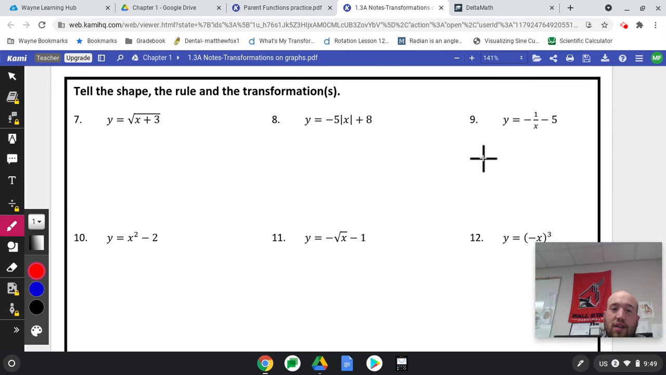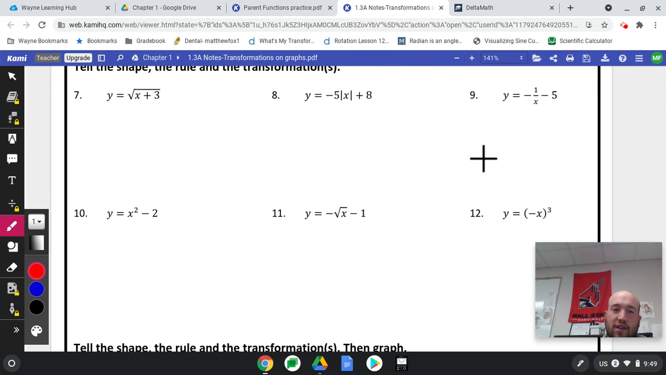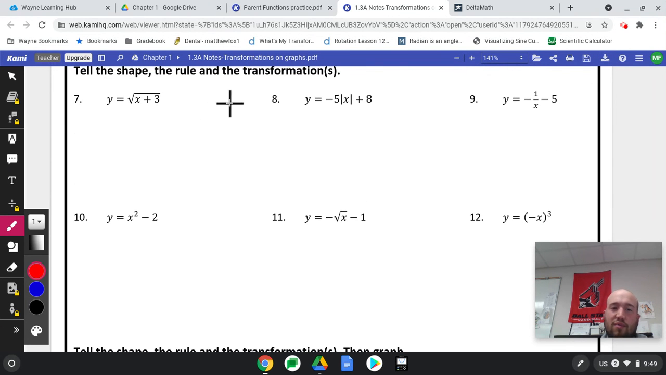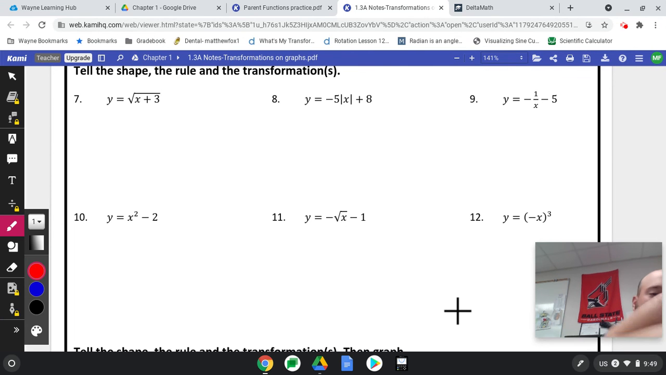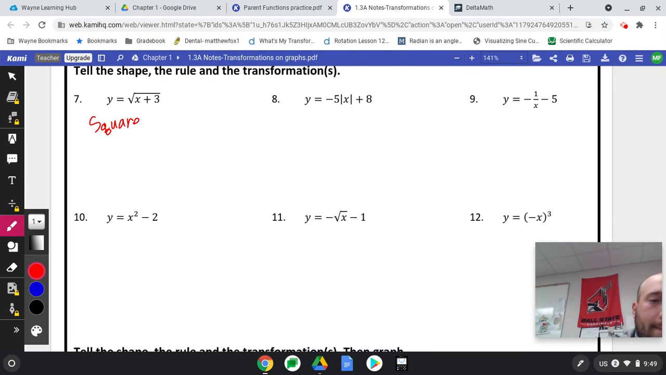So now, tell the shape, the rule, and the transformation. Just tell me the name of the parent function and then how it moves. So on this first one, y equals, that's going to be square root. And it's going to move left 3.